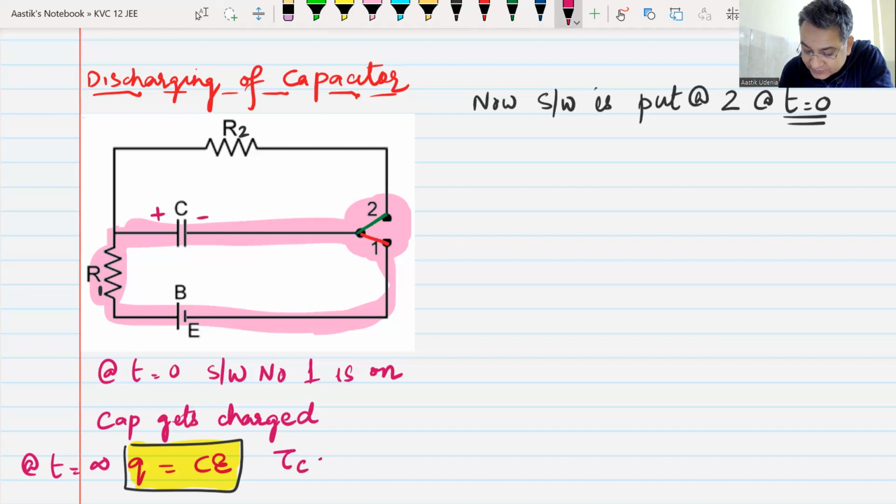Let me call this tau C, C standing for charging. What is the time constant of this charging circuit? Can you tell me that? That is a question that has been asked almost every time in JEE. I hope you remember the word time constant. What is the time constant for this charging circuit? Yes. RC, sir.